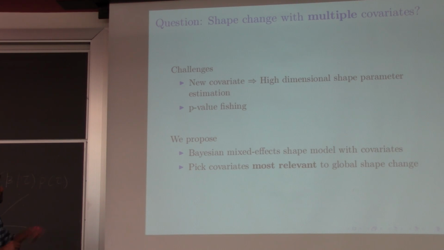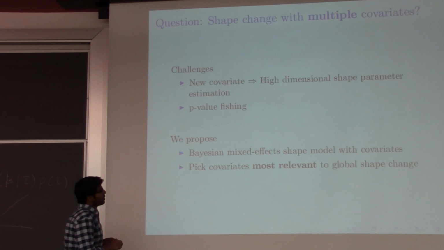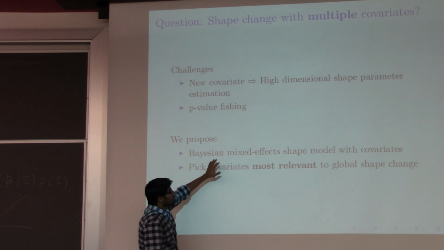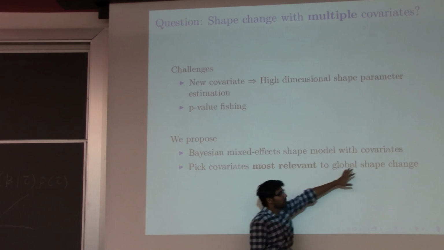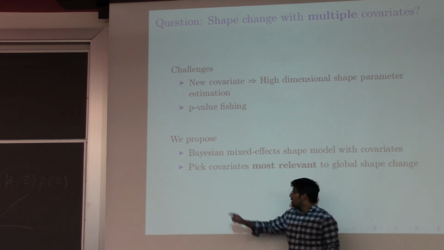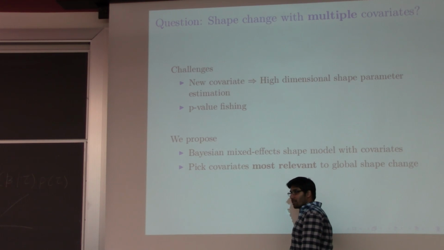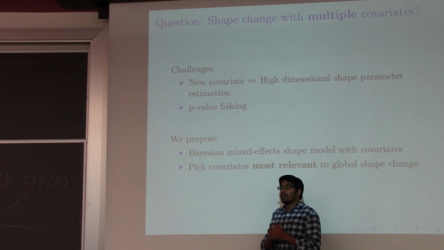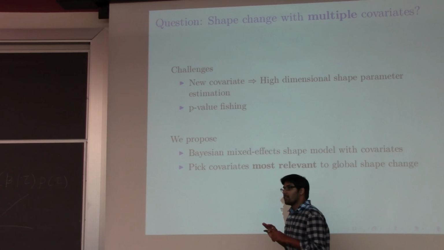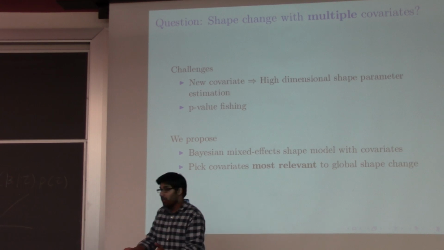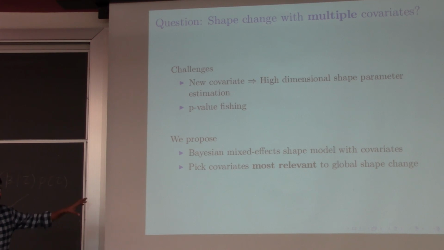Right? So what we do here is we propose a Bayesian mixed effects shape model which includes covariates, but we also want to do an automatic relevance determination of which covariates are important. Right? We want to put a sparsity prior, same as that, like we saw in the variance case, but in the shape case. So this is just an application to highlight how it could be used.